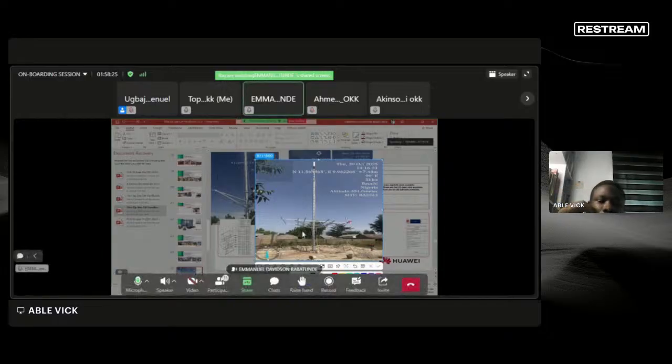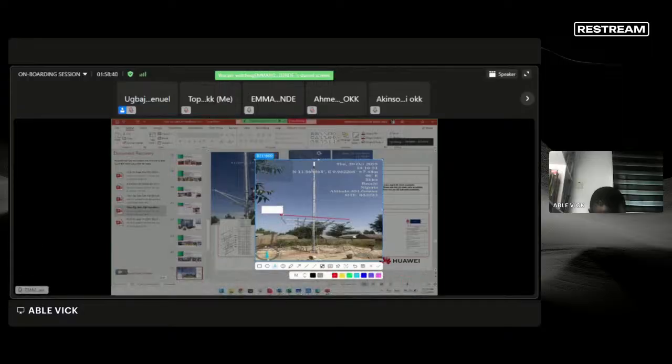So we want all the sub-rails like this to face north. All the sub-rails, the chamfer part of the sub-rail, they should face north. So that's it for the solar installation. Then you can tighten all your bolts.